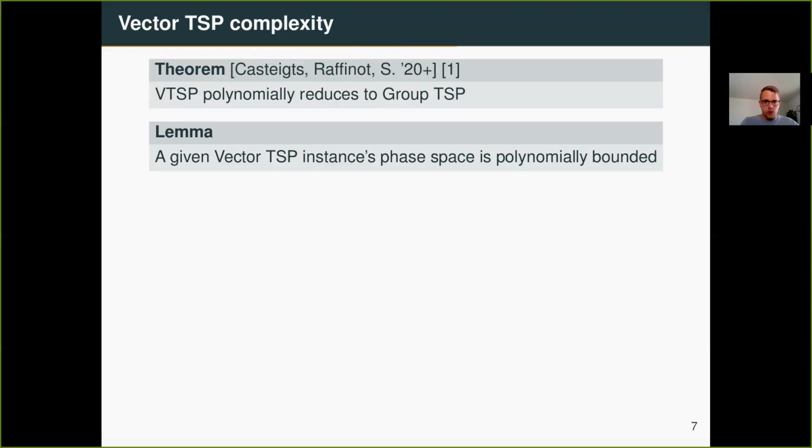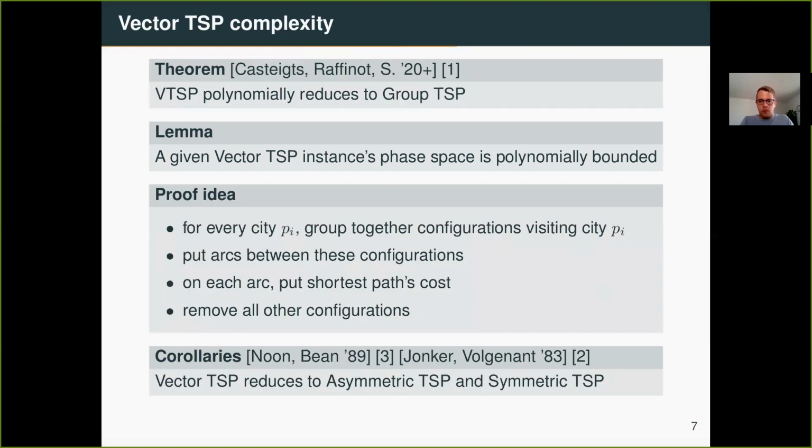So how do we show that VTSP polynomially reduces to group TSP? Well, we use the lemma that we just proved, considering the phase space. And we go over the phase space, which is, of course, polynomially bounded. And we check for every node, every configuration in this phase space, if it visits some city. If it visits a city PI, then we group it together with all the other configurations that visit PI. And we do this for every city PI.